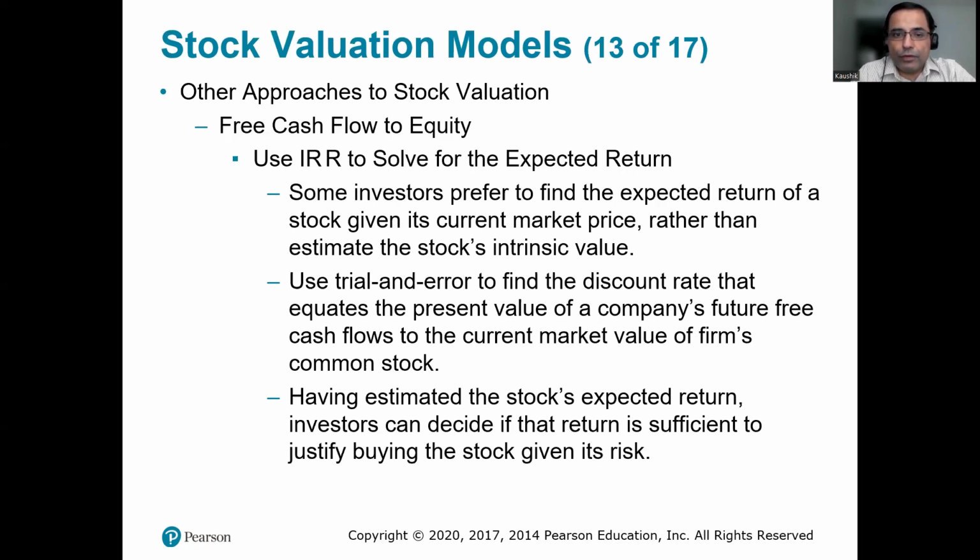So in this case, we have the cash flow, and we have the market price as the present value. And we do a trial and error method to find the discount rate which makes the present value of the company's future cash flow equal to the current market price. Once we have that discount rate, it is the internal rate of return.